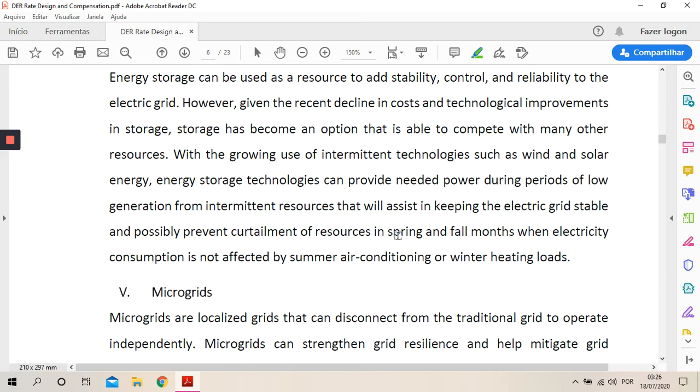With the growing use of intermittent technologies such as wind and solar energy, energy storage technology can provide the needed power during periods of low generation from intermittent resources, which will assist in keeping the electric grid stable and possibly prevent curtailment of resources in spring and fall months, when electricity consumption is not affected by summer air conditioning or winter heating loads.